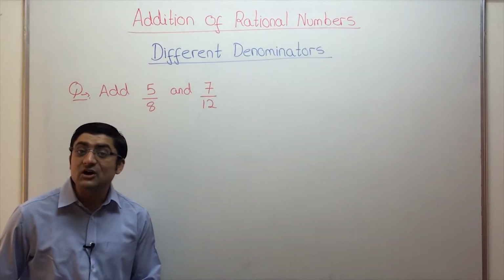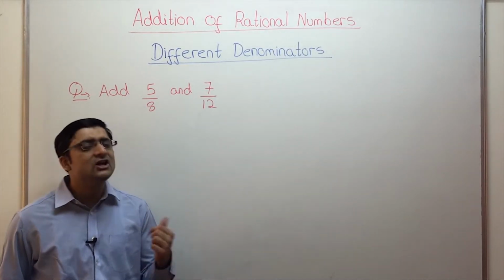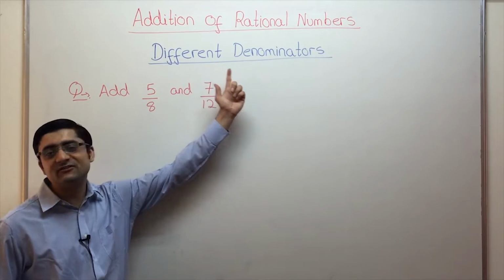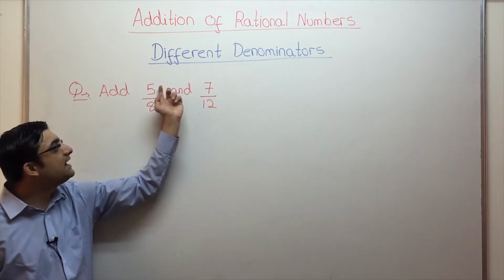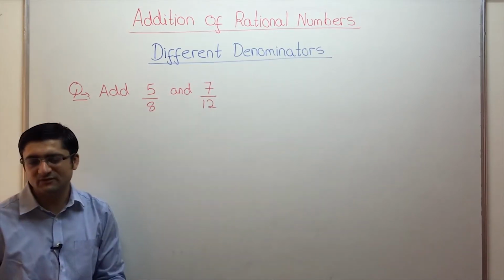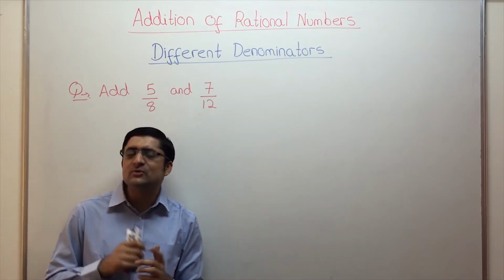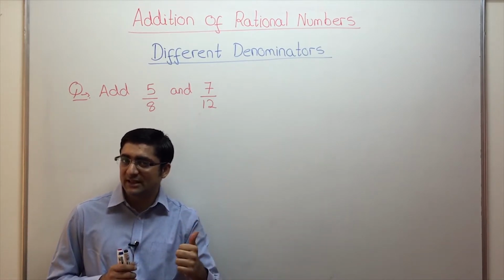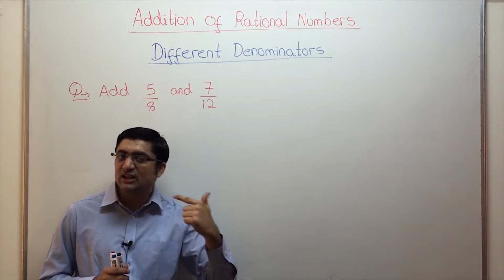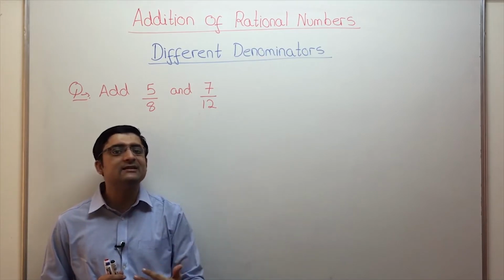So previously we've learned how to add rational numbers with the same denominator. Now we're going to learn how to add rational numbers with different denominators. For example, add 5 by 8 and 7 by 12. So recall, how do we add fractions with different denominators? First we'd find the LCM of the denominators, next get equivalent fractions with the same denominator, and then add them.